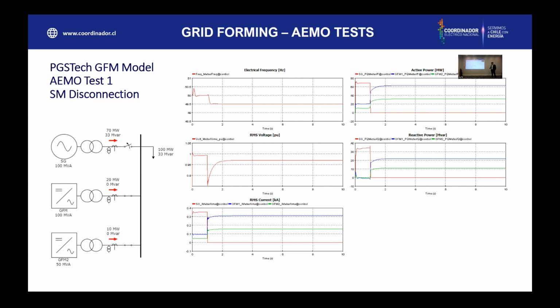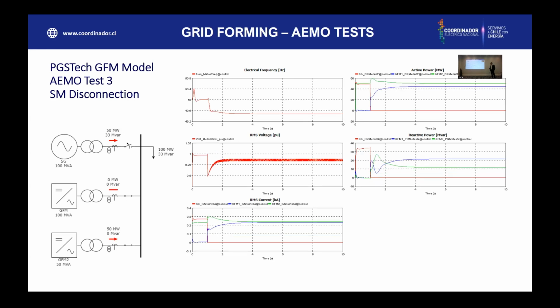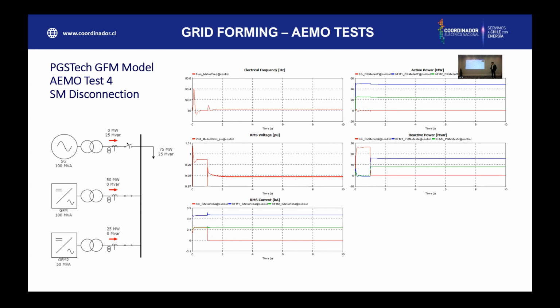The generic model has passed all the tests according to stability and also what you expect in steady state after every maneuver. In this case, it is loss of the last synchronous machine, and the grid formers that are kept in service provide or distribute power according to the droop characteristics, and the same happens on every other test on the IMO test set. I'm not going to go through all of it.